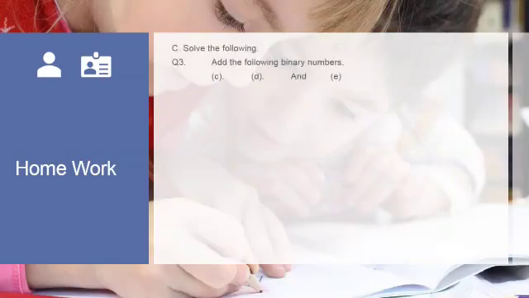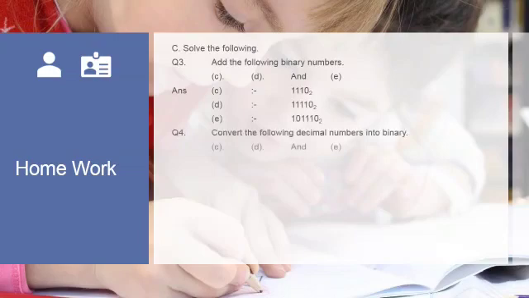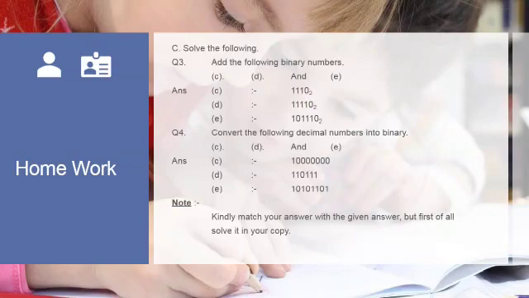Students, I have given you homework also. In your book, question number 3, there are C, D and E questions, binary addition. You just solve them. I have given the answers. After getting the answer, you match your answer with the given answer, and I have given one decimal to binary conversion also. For questions C, D and E, I have given the answers also. After getting the answer, you just match your answer with that answer. Solve it in your copy.